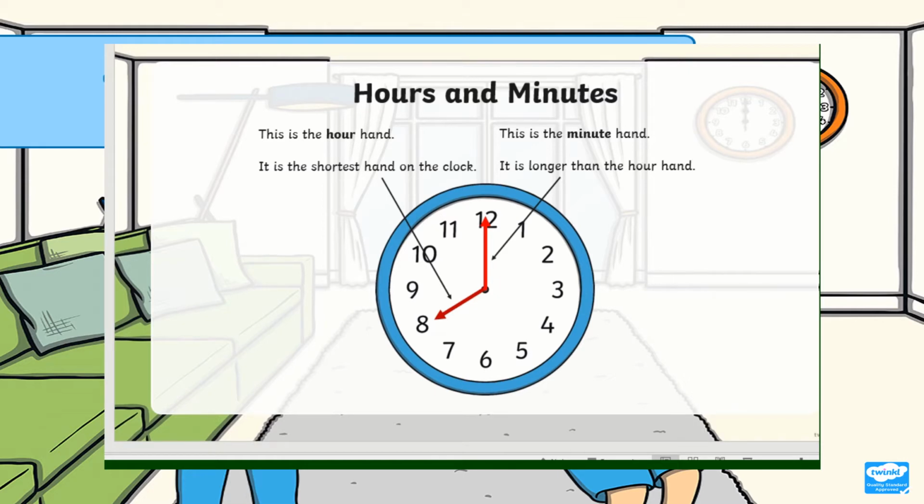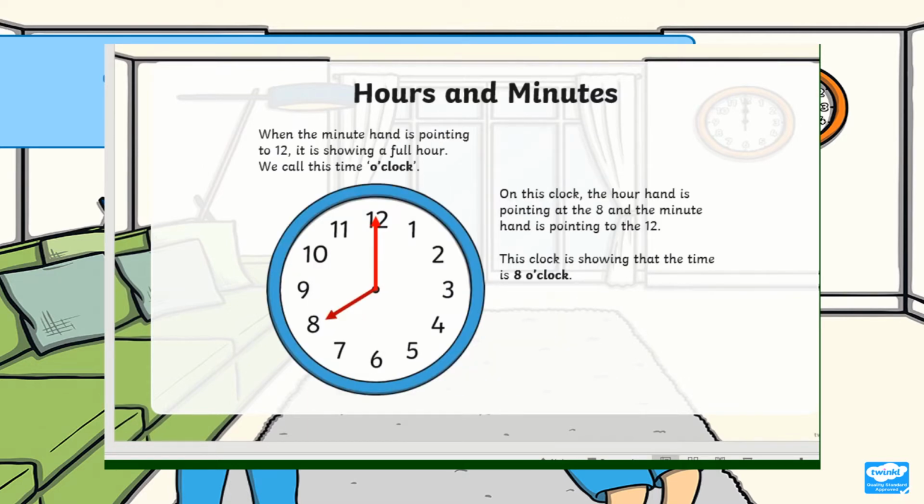The hour hand is the shortest hand that doesn't touch the number, where the minute hand is the longer hand and that goes over the number. So you can see if the minute hand is over 12, that means it's o'clock. So we're going to first of all look at o'clock. Okay, so when the minute hand is pointing to 12, it's showing a full hour.